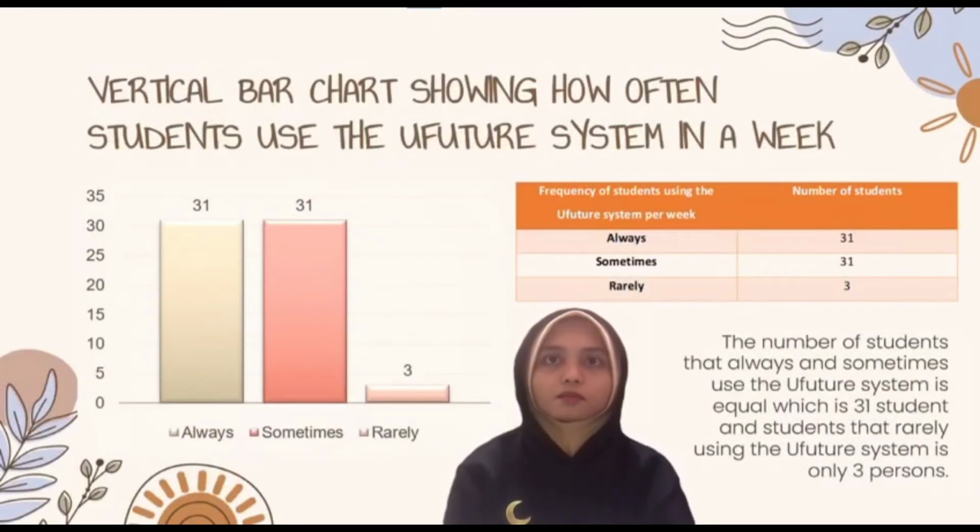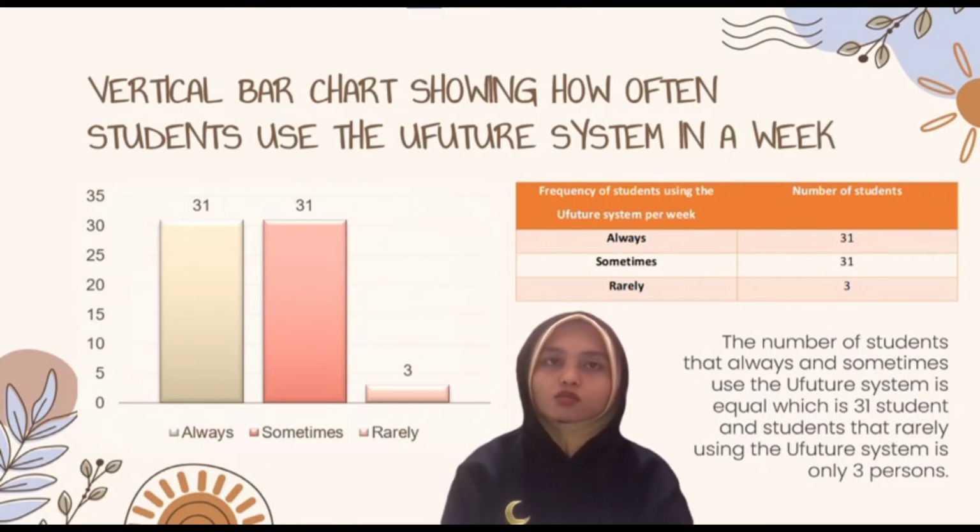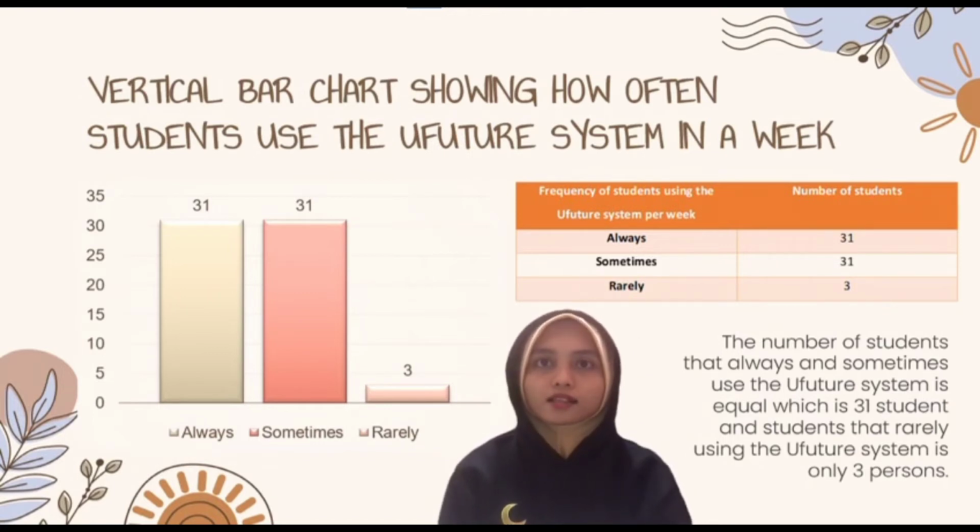Okay, from the vertical bar chart above, we can conclude that the number of students that always and sometimes use the UiFuture system is equal, which is 31 students, and students that rarely use the UiFuture system are only 3%. The number of students that always and sometimes use the system exceeds the number that rarely use it because usually students in UiTM take their attendance through the UiFuture system.